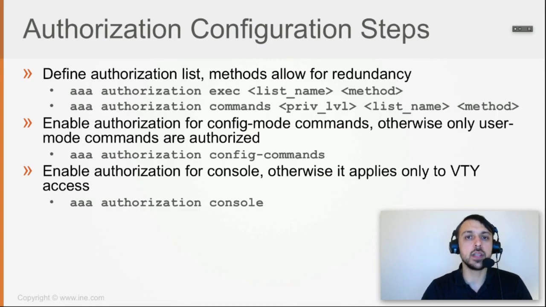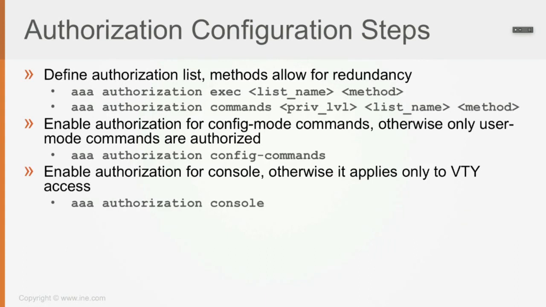So if you want privilege level 15 commands to also be authorized via TACACS+, because you have defined the authorization of commands via TACACS+, then you have to also put that specific command in there: aaa authorization config-commands. Without it, only exec level commands of the configured privilege level are going to be authorized via TACACS+.